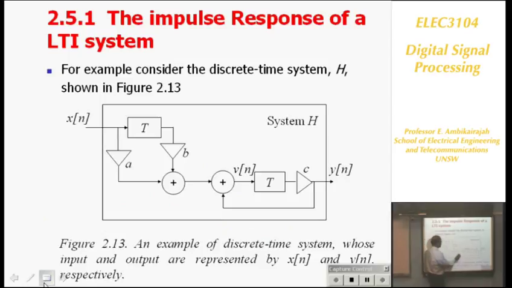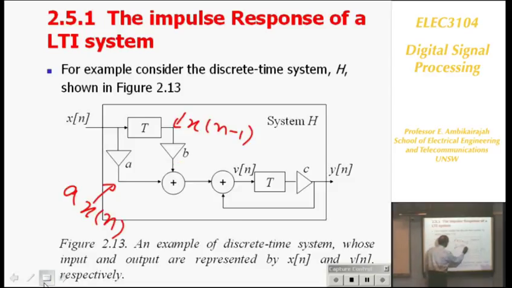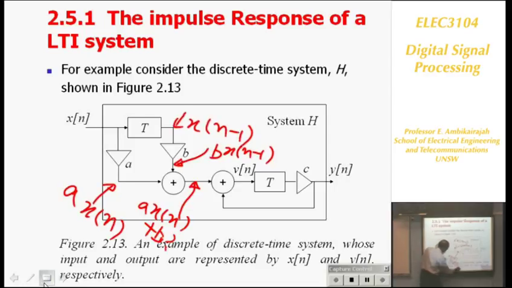I can say, here's my system. If this is xn, what's here? Xn minus 1. So what's here is b xn minus 1. So what about here? What you will get is a xn plus b xn minus 1 there. And that's sitting here. Then you've got a yn here.